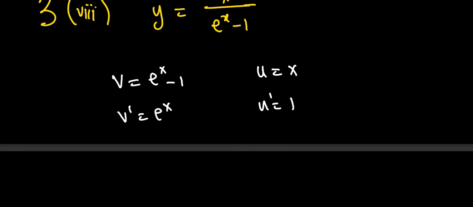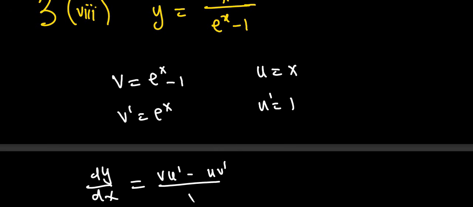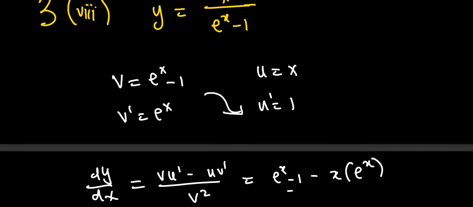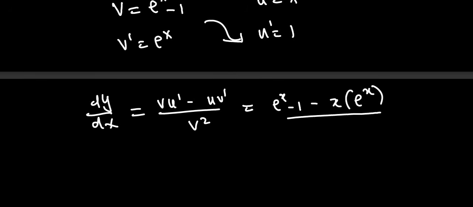Now we can replace, according to quotient rule, the formula is v u prime minus u v prime over v squared. So v times u prime, that's going to be e^x minus 1, then minus, we're having x times v prime, which is e^x, everything over our v squared, which is (e^x minus 1) squared. We can just leave things here because there's nothing common to cancel out.